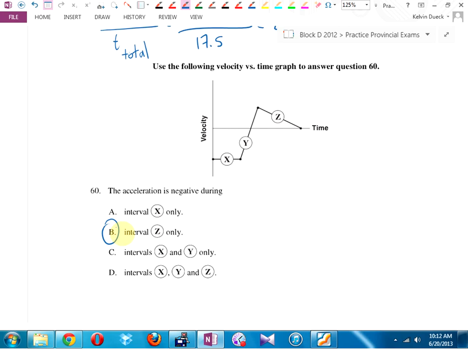They start slowing down, still going backwards. For a split second, they come to a stop. Where is that on the graph? Yeah, with the x-intercept, right? Right. That's where they've come to a stop.